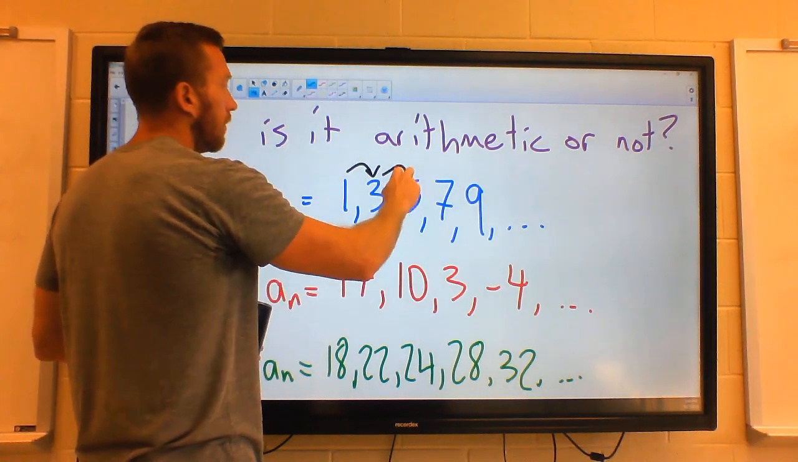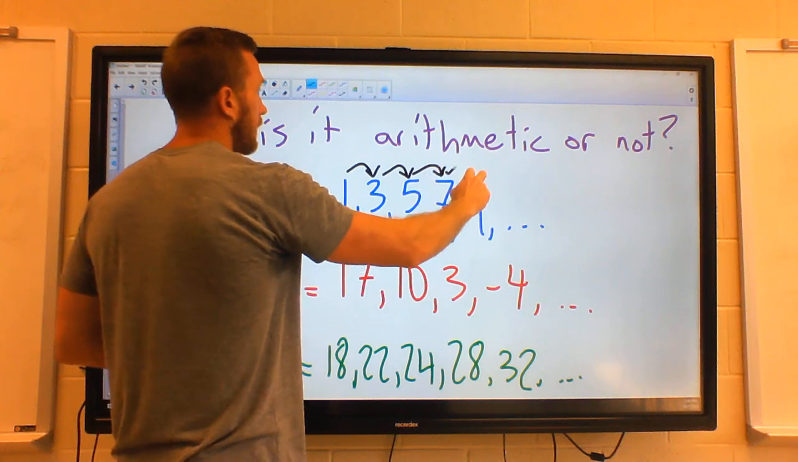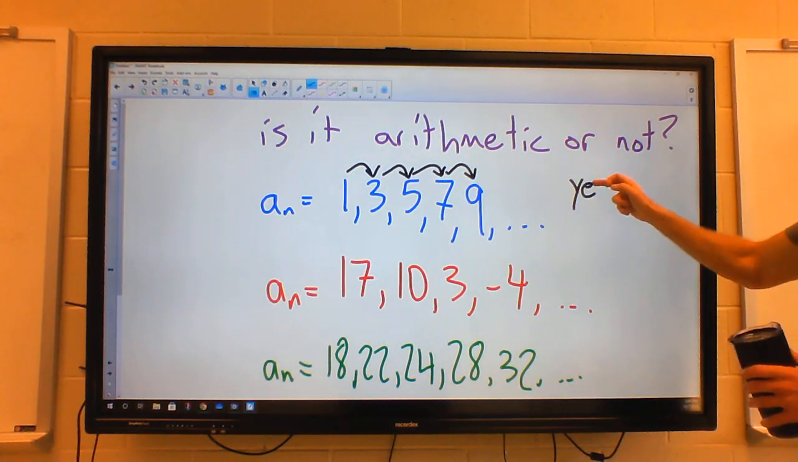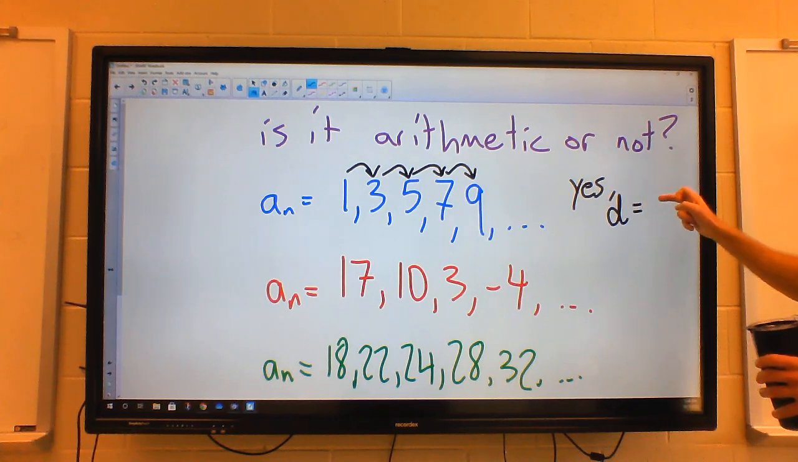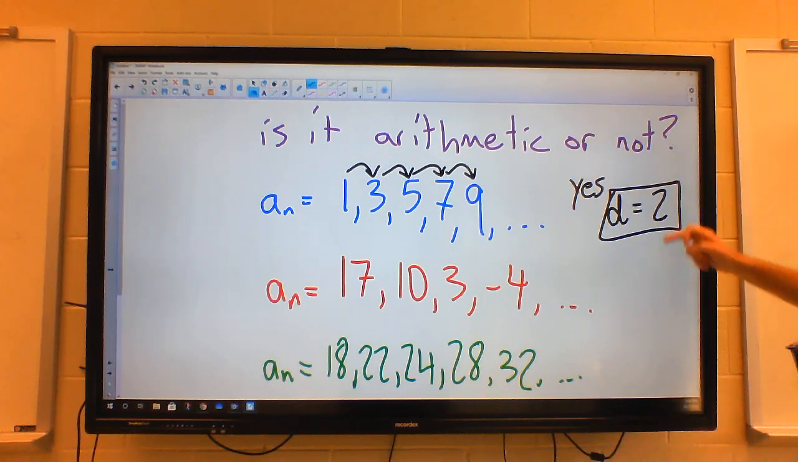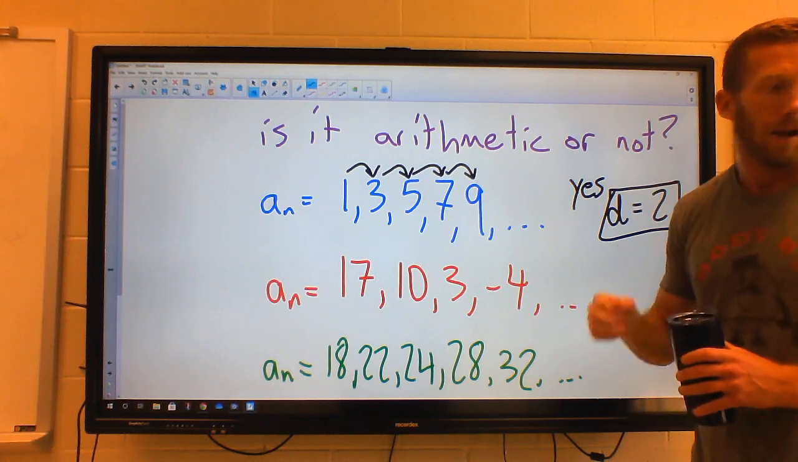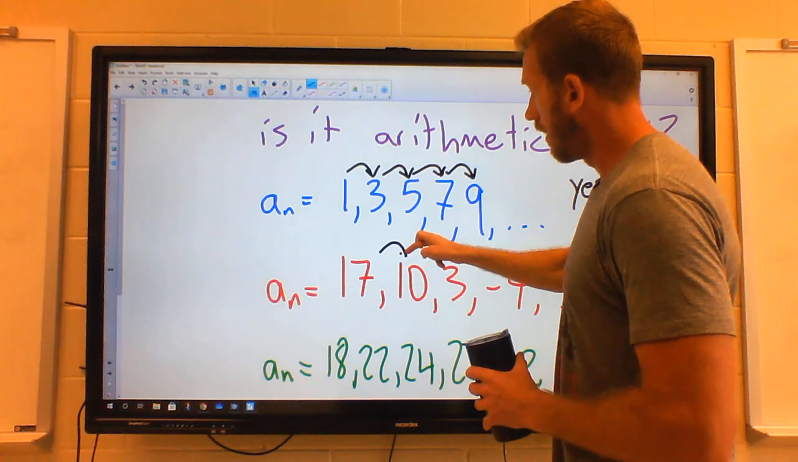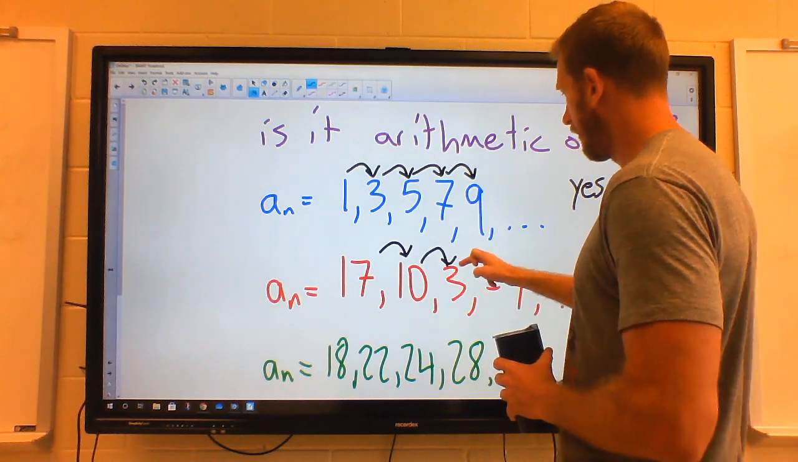Notice you're adding 2 for each of these. So is this an arithmetic sequence? Yes, because there's a common difference of 2. So if we have the common difference, then we identify clearly it is an arithmetic sequence. Okay, is this one an arithmetic sequence?